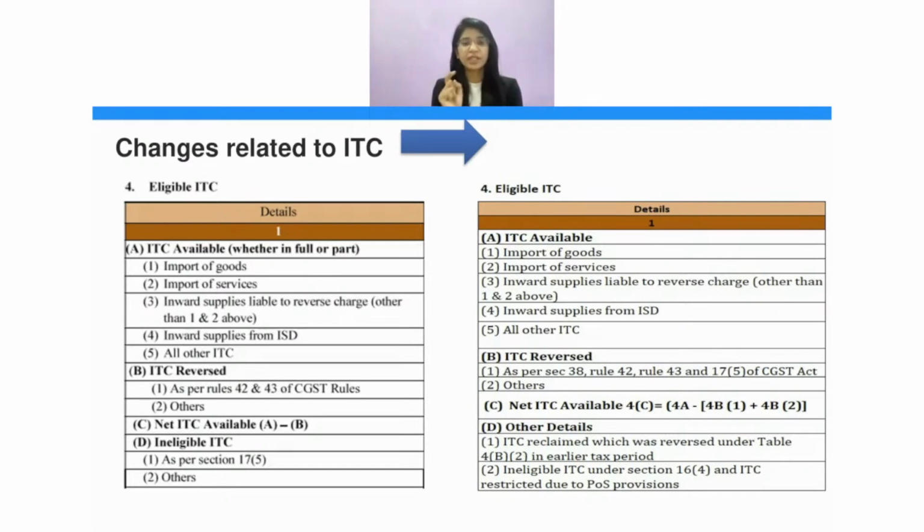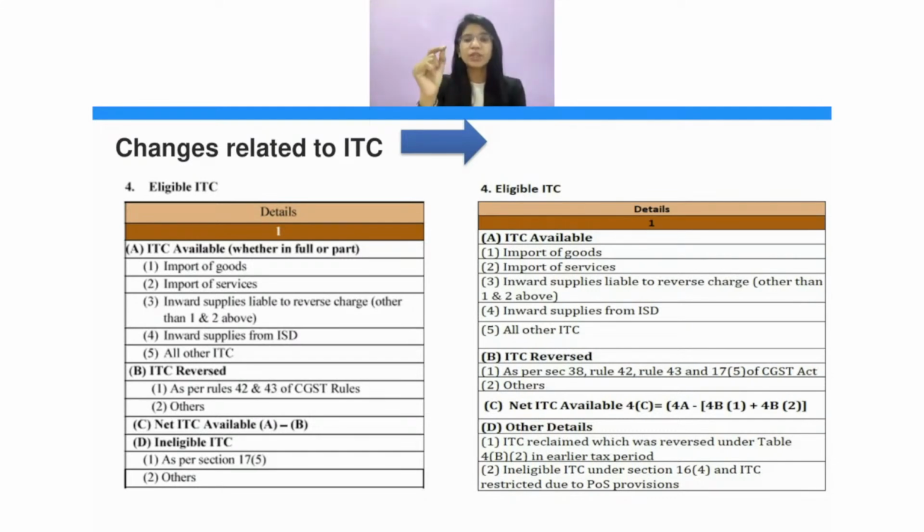But now if I look into my September 2B, this ITC was never there. In the month of September, this ITC was never there in my GSTR-2B. This was in my previous month. So now there would be a mismatch between what is coming in my 2B and what I'm showing in 4A5. So for that, what the government is saying is that you show under 4A5 and at the same time show the same amount under 4D1.